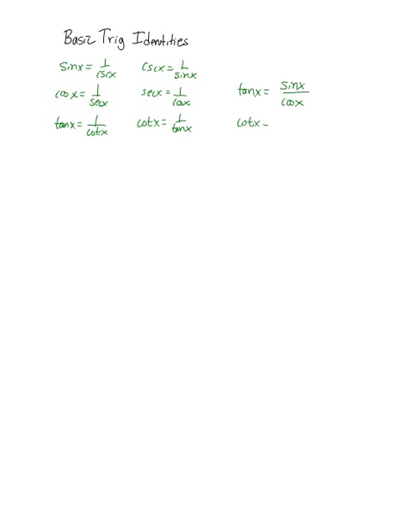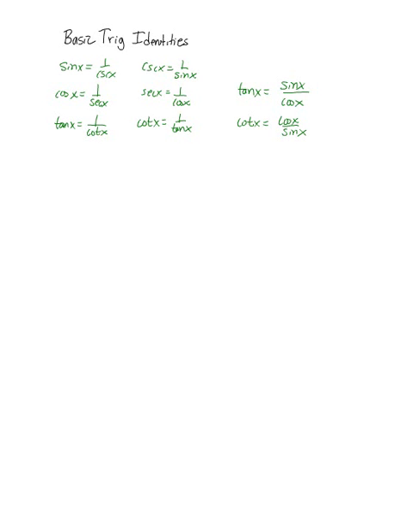For example, we know sine x is 1 over cosecant x, which can also be written as cosecant x is 1 over sine x. And we have the same thing for cosine and secant. Secant x is 1 over cosine x. And tangent and cotangent. Tangent x is 1 over cotangent x. And cotangent x is 1 over tangent x. And we also have tangent x is sine x over cosine x. And cotangent x is cosine x over sine x. All of those we saw show up in previous material.